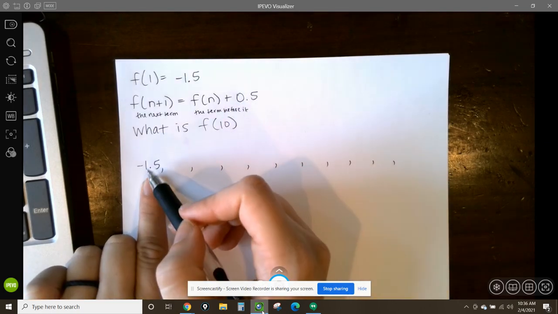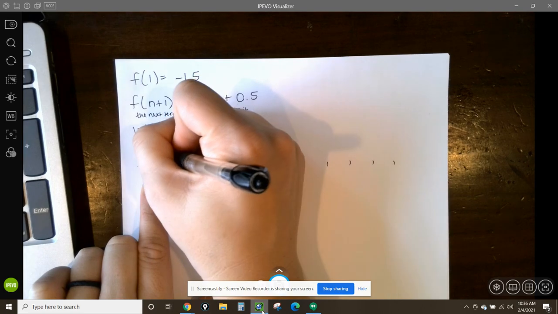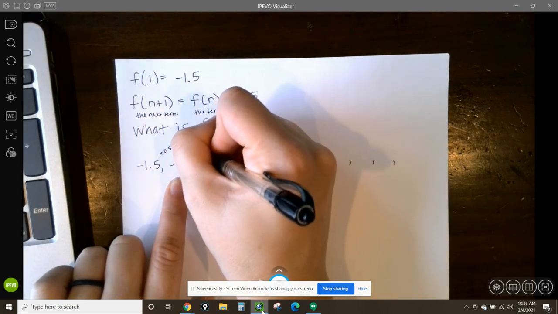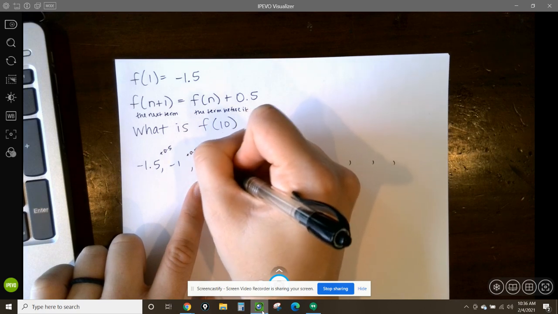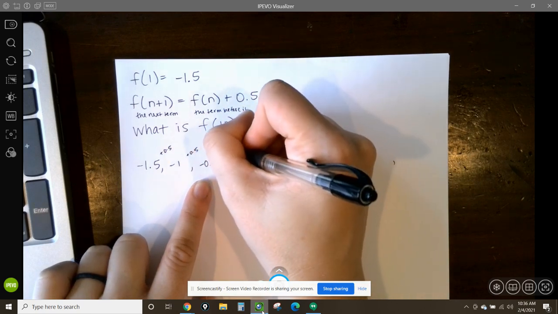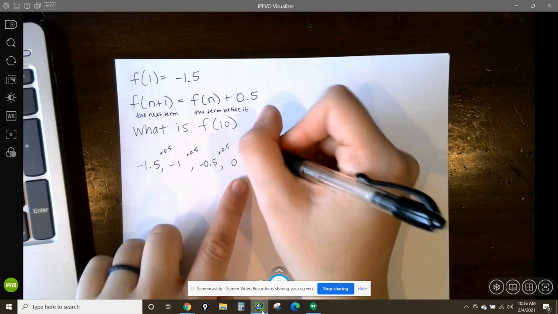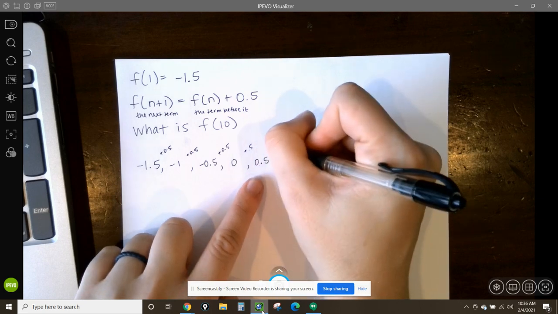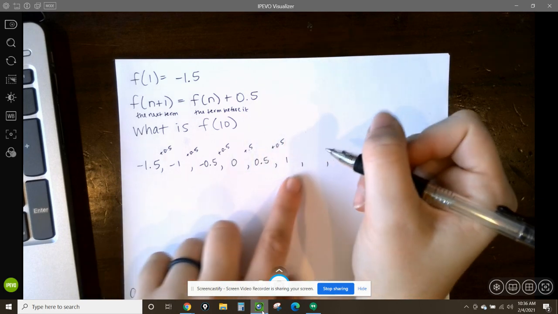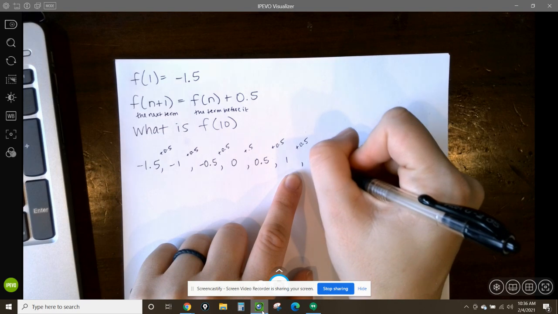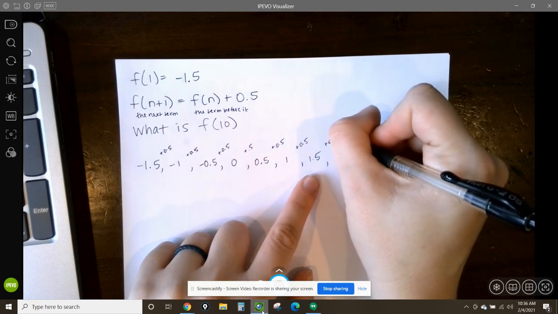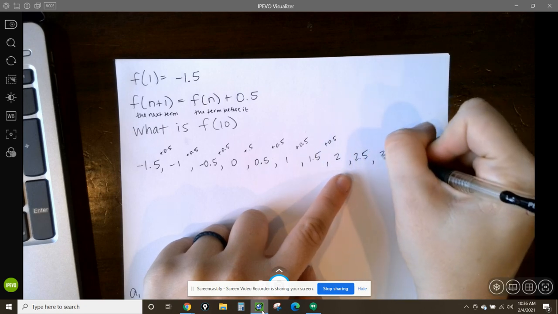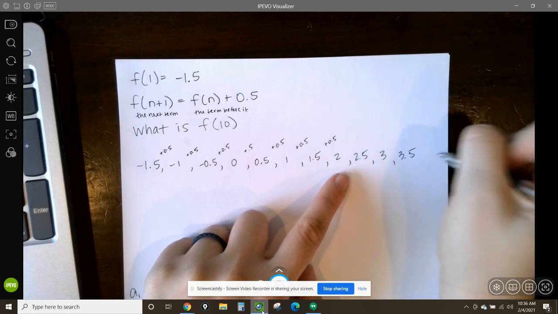The first term was negative 1.5. If I add 0.5, now I'm at negative 1. Add 0.5, now I'm at negative 0.5. Add 0.5, I'm at 0. Add 0.5, I'm at 0.5. Add 0.5, now I'm at 1. Add 0.5, I'm at 1.5. Add 0.5 and I'm at 2. Add 0.5, I'm at 2.5, and then 3, and then 3.5, and you can keep going.